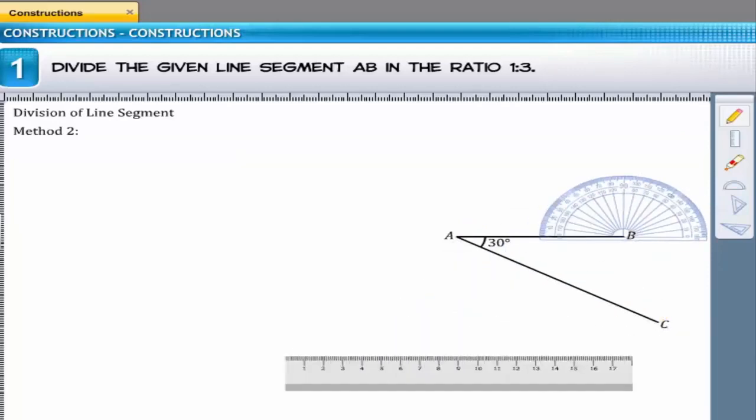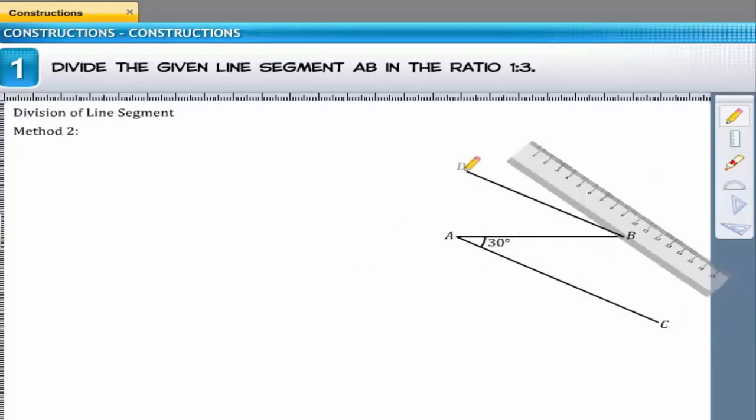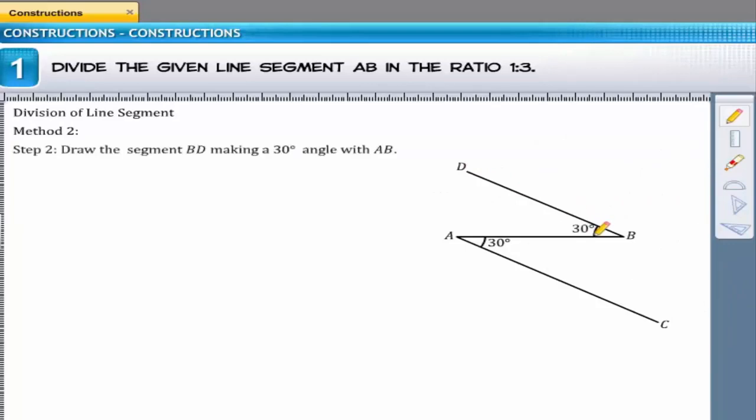Now we have to draw a segment BD of any convenient length, making the same angle with AB as AC. Let us again make a mark at the 30-degree point. Now, draw the segment BD as shown. Next, mark a few points at an equal distance from each other on AC and BD. The number of points depends on the ratio in which you have to divide the given line segment. If the ratio is x is to y, mark x number points on AC and y number points on BD or vice versa.